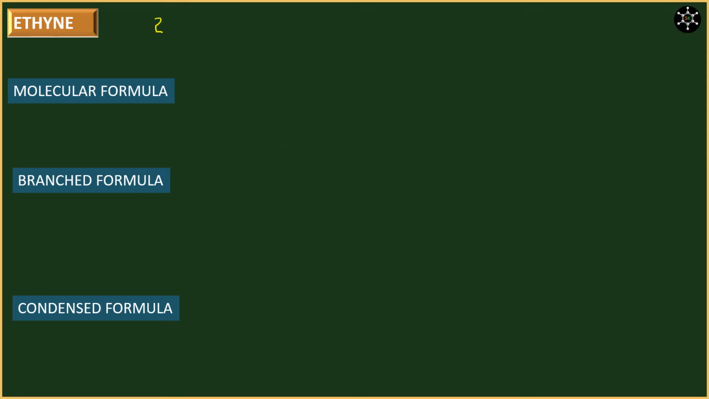Ethyne has 2 carbon atoms and 2 hydrogen atoms in it. Molecular formula will be C2H2. Branched formula will have a triple bond between carbon atoms and single bond with hydrogen atoms. Its condensed formula will be, this bond is written as CH. There exists a triple bond between carbon atoms that will be retained as such. This CH bond will be written in a condensed manner.